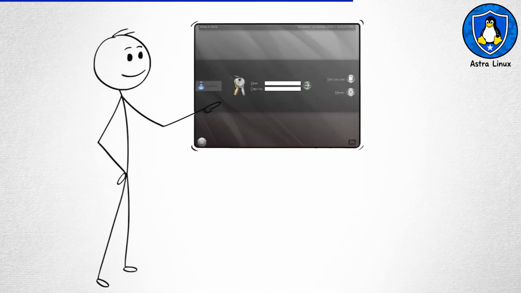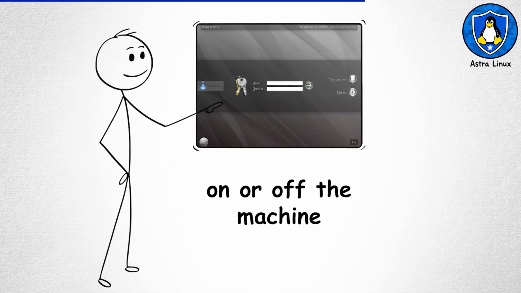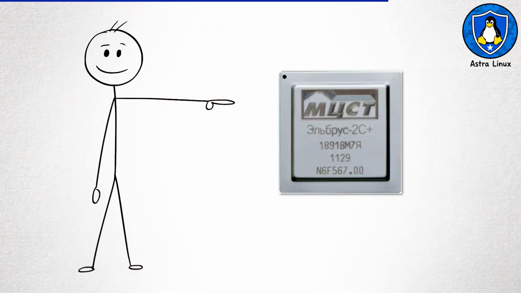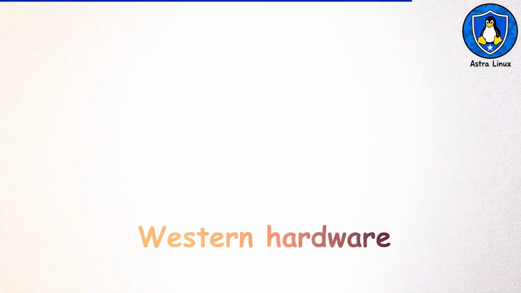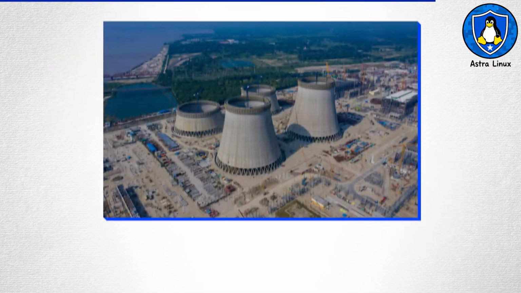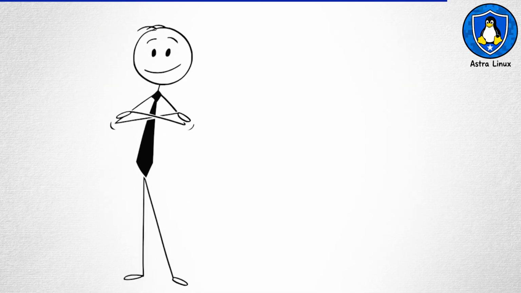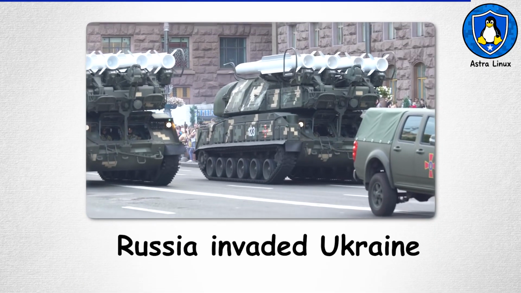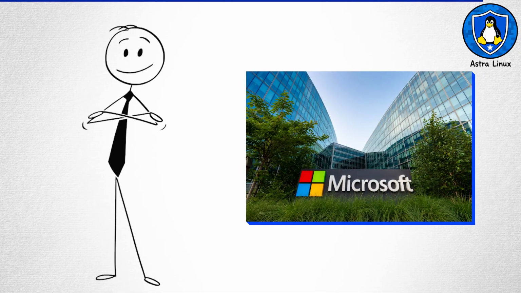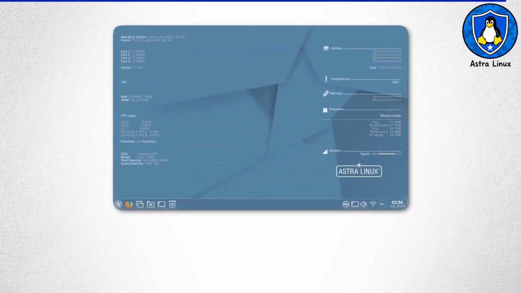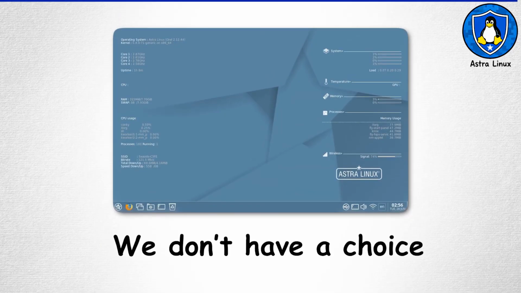It's locked down so that data can't just move on or off the machine without permission. It can even run on Russia's own homegrown processors, called Elbrus. So in theory, there's no Western hardware anywhere in the chain. And it's not just the military. It now runs in banks, schools, and even nuclear facility systems. So why is it basically forbidden fruit? Sanctions. After Russia invaded Ukraine, Microsoft and a lot of Western companies pulled out, and Windows support in Russia mostly dried up. So "we'd like our own OS" turned into "we don't have a choice."